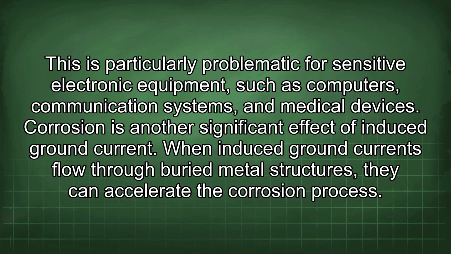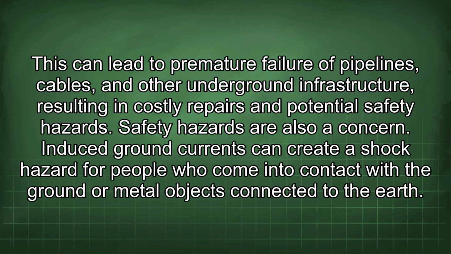Corrosion is another significant effect of induced ground current. When induced ground currents flow through buried metal structures, they can accelerate the corrosion process. This can lead to premature failure of pipelines, cables, and other underground infrastructure, resulting in costly repairs and potential safety hazards. Safety hazards are also a concern. Induced ground currents can create a shock hazard for people who come into contact with the ground or metal objects connected to the earth.